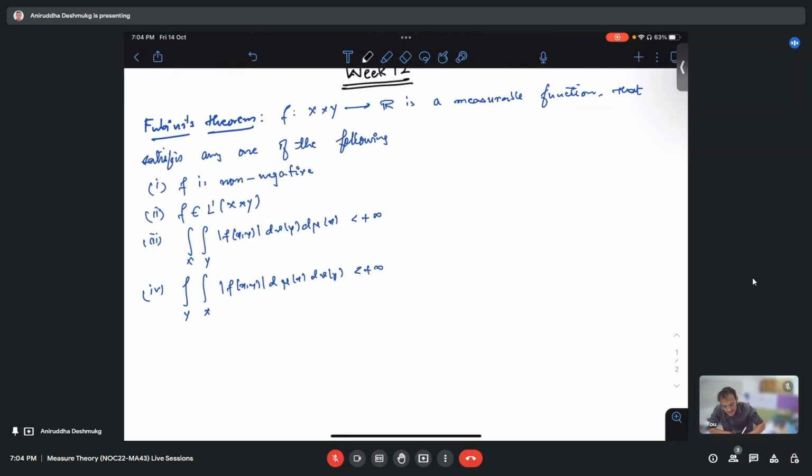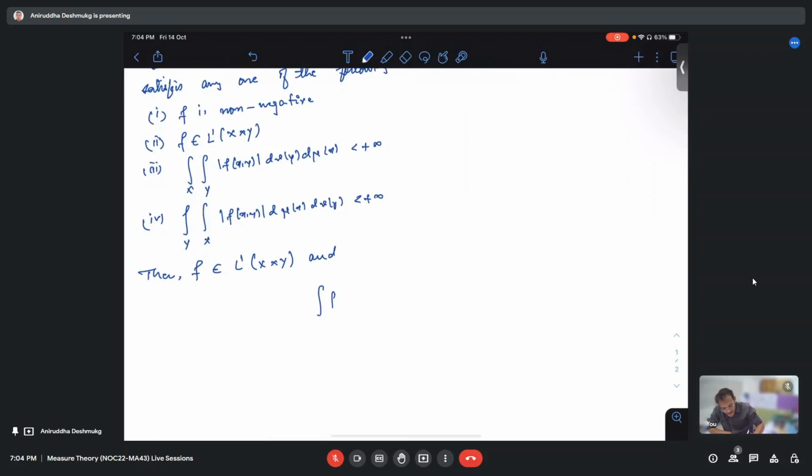So if any one of these conditions is satisfied, then we claim that f is actually in L1 of X cross Y, and the integral of f(x,y) over X cross Y with respect to the product measure mu cross nu is the same as, first let us integrate with respect to y, then with respect to x, f(x,y), d nu y, d mu x, or let us first integrate with respect to x, then with respect to y, f(x,y), d mu x, d nu y.